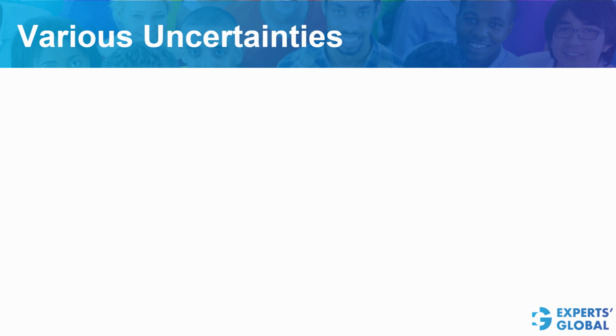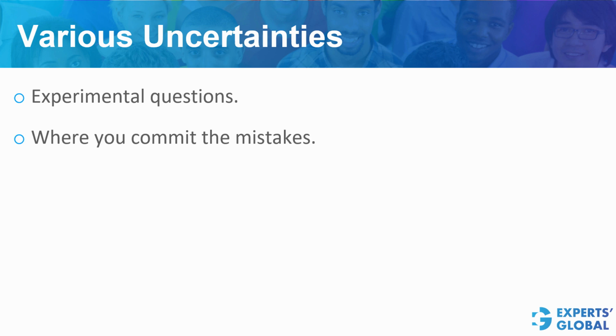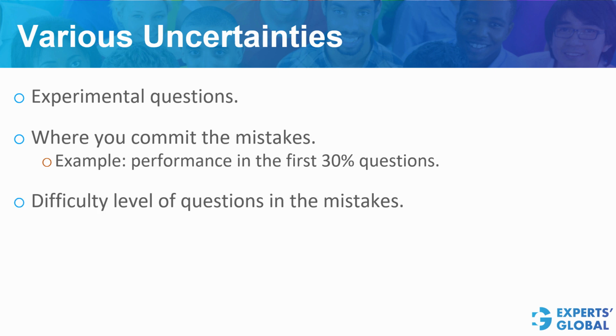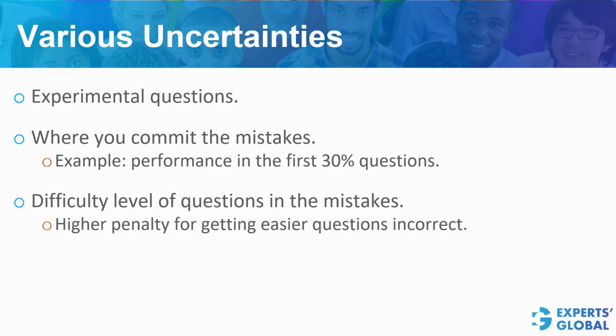various uncertainties in scoring. There are experimental questions on the test. You are not scored on these questions. Where you commit the mistakes also matters. For example, the performance in the first 30% questions matters a little bit more. Then difficulty level of the questions that you get wrong also matters. The penalty is higher when you get easier questions incorrect. And then back-to-back mistakes attract a bigger penalty.